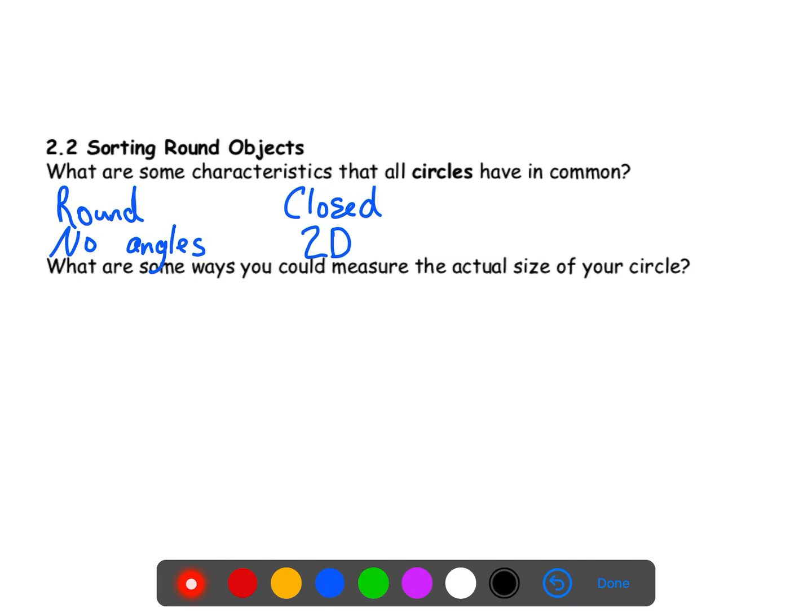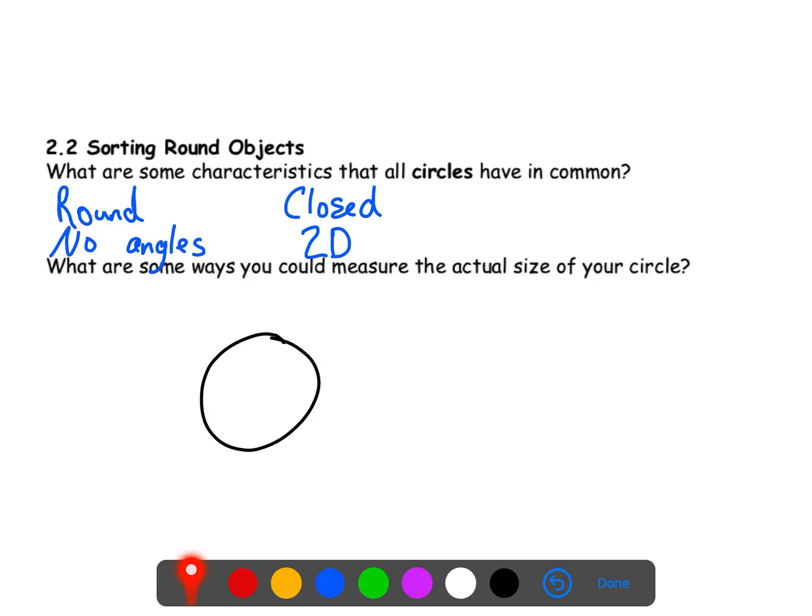So if we have a circle, some things that we can measure, because we don't have a traditional side that we can measure like we would a square or a rectangle. But we do have, if we were to choose a starting point, we could measure this rounded edge from the beginning all the way around to the end of it where it reconnects. And that would be a measurement that we could take. That would be called the circumference.